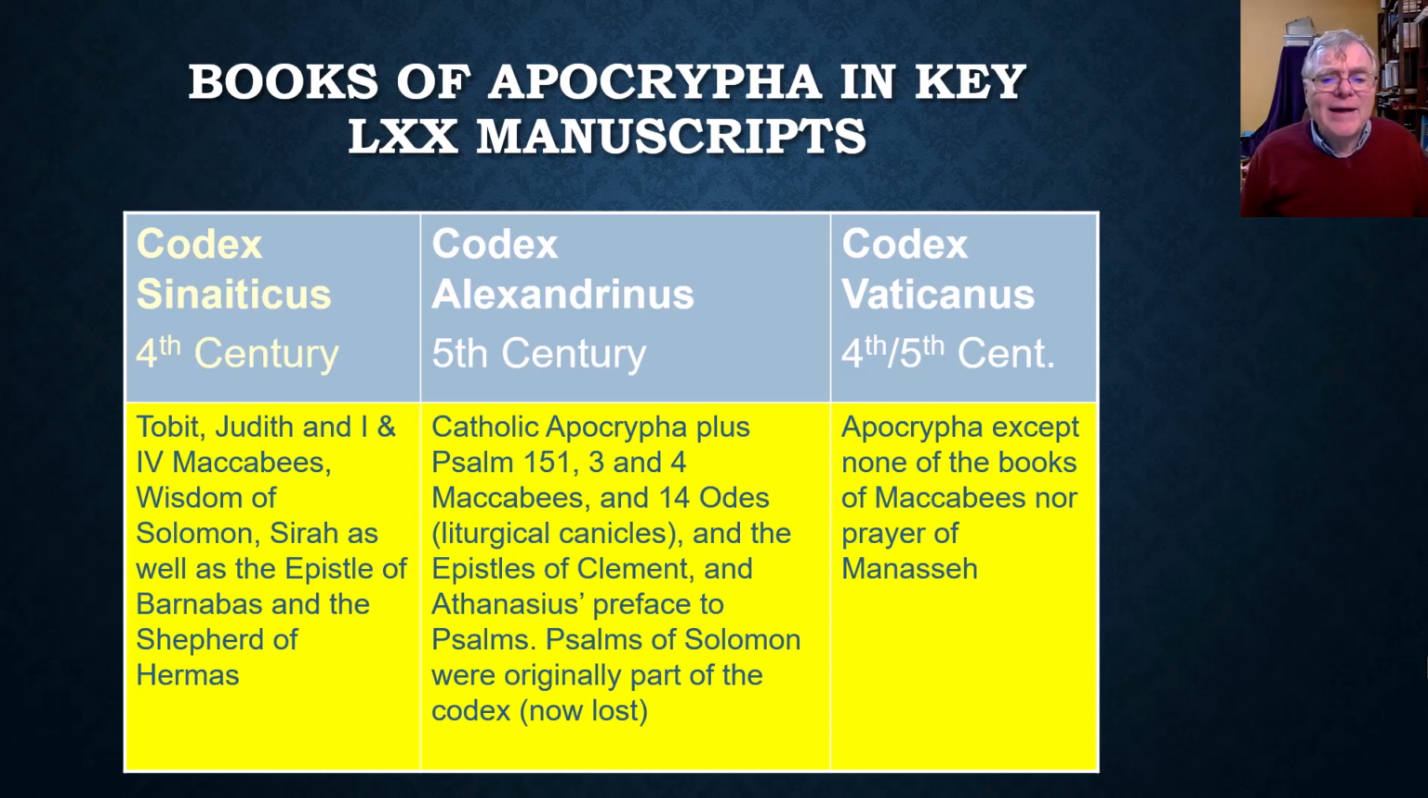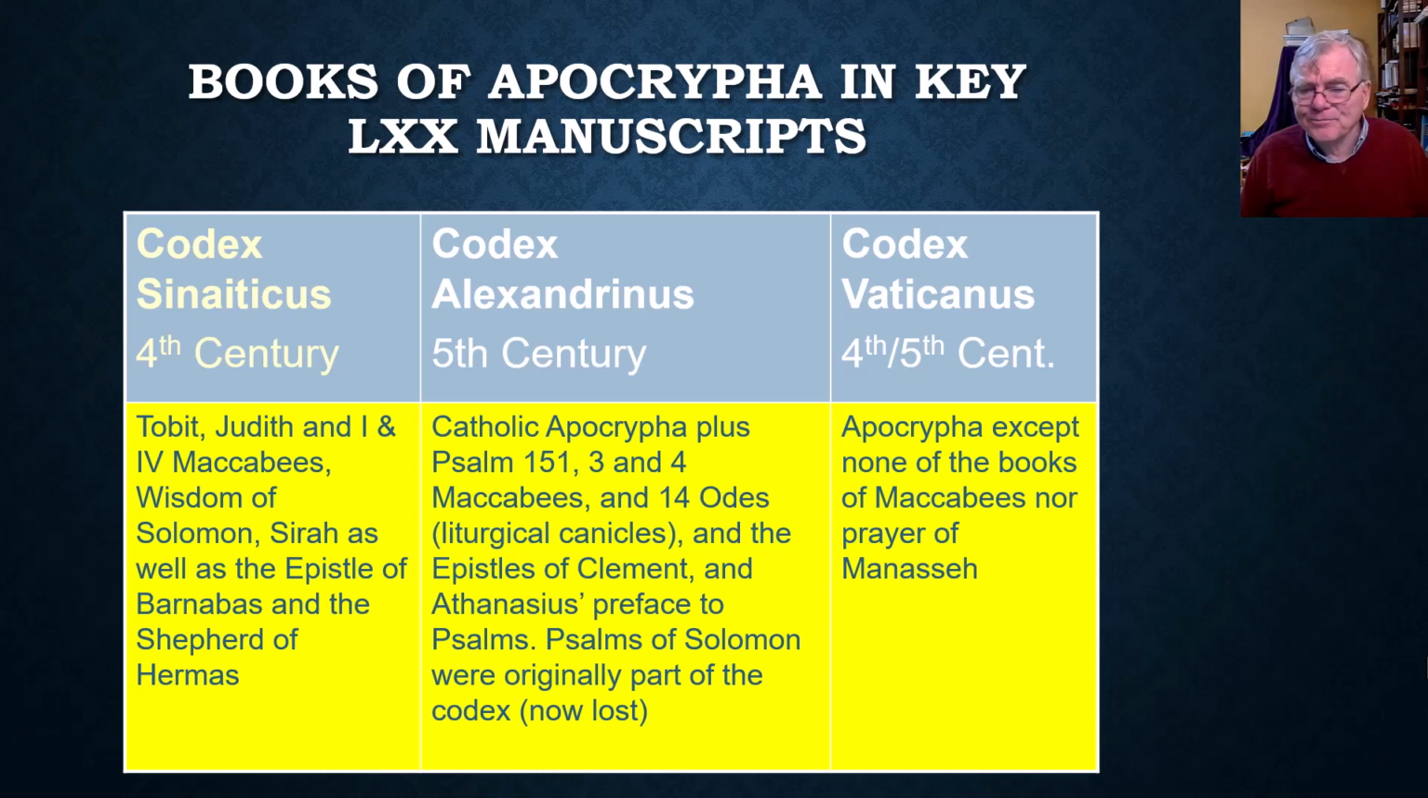The Codex Alexandrinus dates to the 5th century, and it includes all the books of the Catholic Apocrypha. It also has Psalm 151, 3rd and 4th Maccabees, and then some other things, 14 odes, which are liturgical canticles, and the Epistle of Clement. He was a church father. And Athanasius's preface to Psalms. Athanasius was an Alexandrian church father. And also the Psalms of Solomon appear to be originally a part of this manuscript, although they have been lost over the centuries.